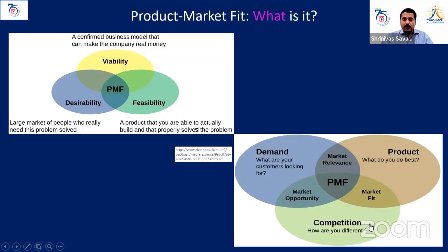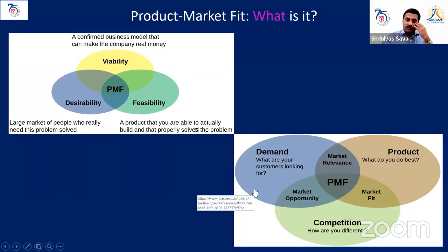And what is the competition? For example, again, AirPods. If we think, there are so many devices to listen, right? Wired devices, wireless devices. So what is the competition that you have? How different will this particular product be when a customer wants to go for it, right? This is market opportunity and the product. So what is the product and what do you do best as your product in the presence of competition?